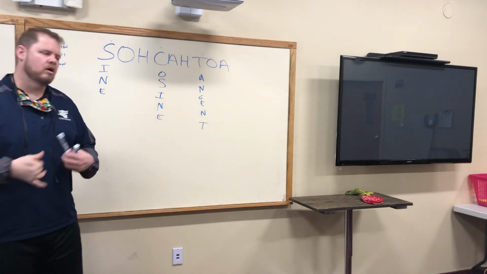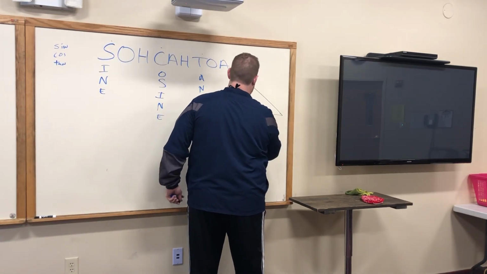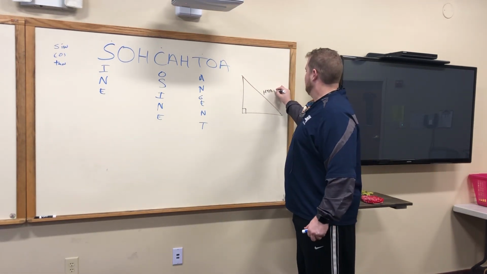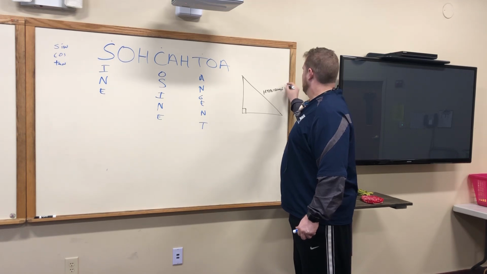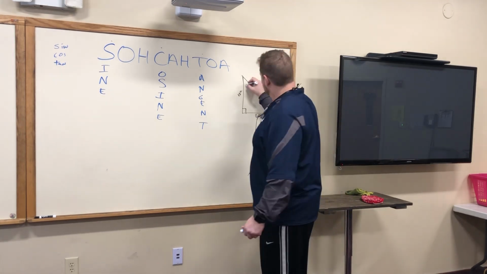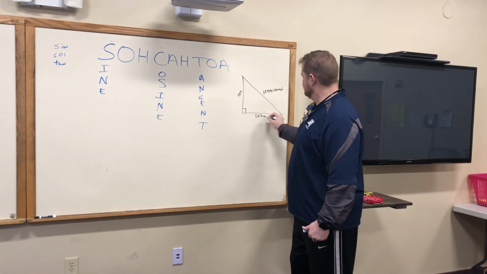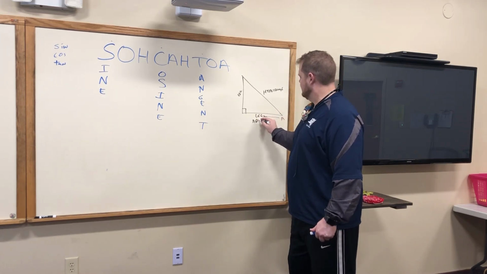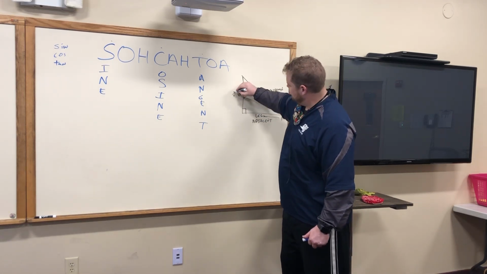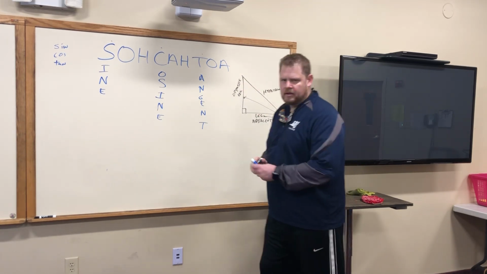This is only used on right triangles. If I have a right triangle, let's label it very quickly. Across from the right angle is always the hypotenuse. And these are going to be legs. Now, if I have an angle A, the leg that is next to it is adjacent, and the leg opposite it would be opposite. So that's the drawing you're going to need to be able to do this.